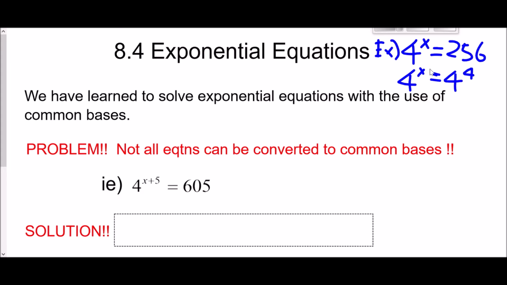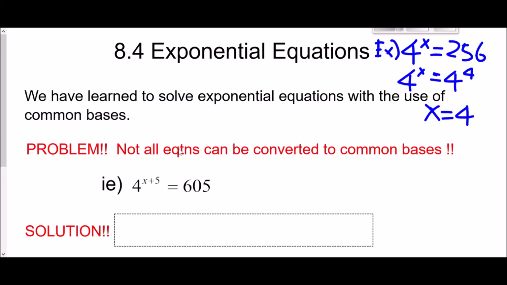So if you look at this, these two exponentials have the same base, so now you can drop them, because if they're the same base, that means their exponents must be the same. So that means x is 4, right? No big deal. But then we are now moving on to more advanced stuff.